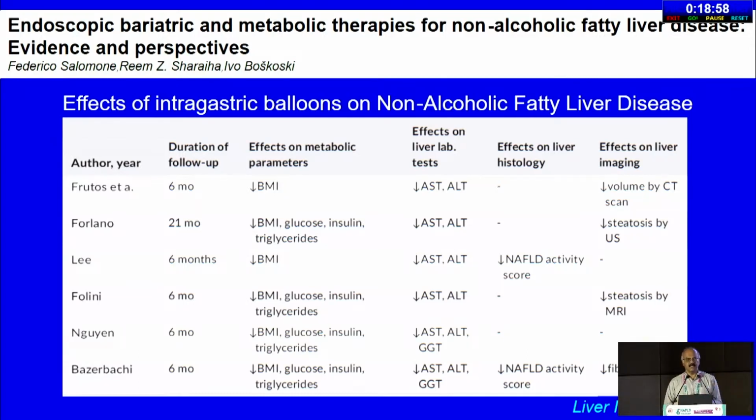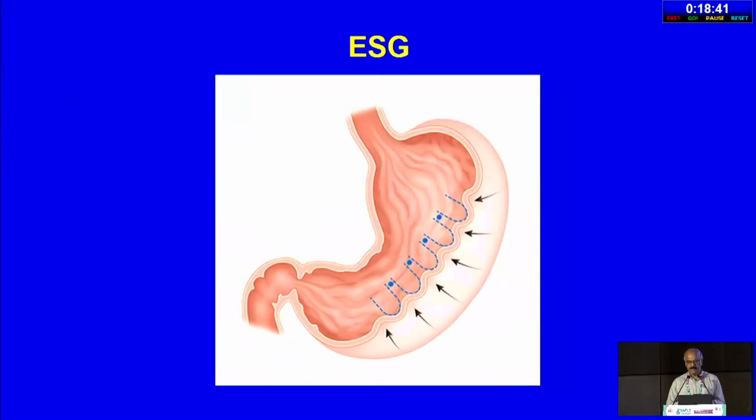There's an interesting study going on with this thought: you put a balloon, improve the liver histology, and then put them on GLP-1, and then you find that in the long term these patients are doing well. Initial results from this study suggest that this could be a good strategy in these patients to control NAFLD. Now, balloon is a temporary thing.